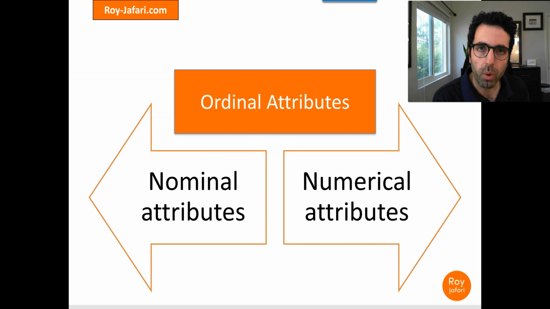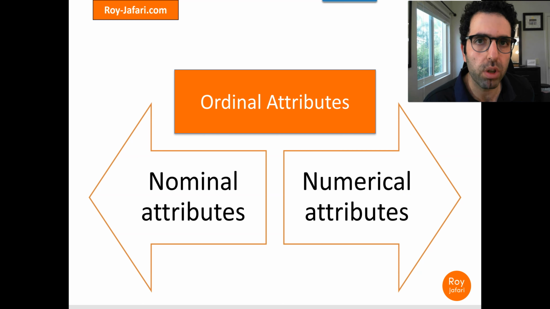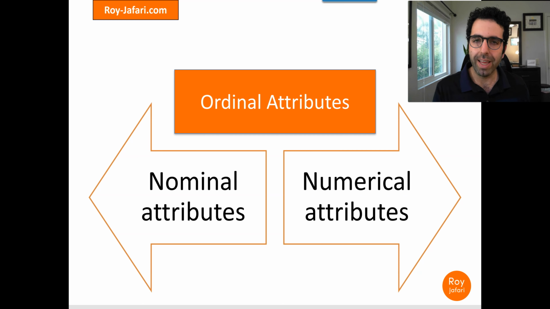Alright, so ordinal attributes are kind of in between nominal attributes and numerical ones. They're not actually numbers, where you've got 1, 2, and there is 1 unit of difference between 1 and 2, and so on. I mean, all those properties that come with numbers, ordinal attributes are not those, and they're not nominal attributes either.